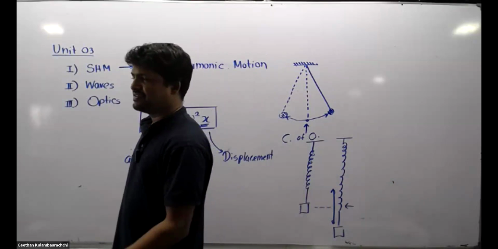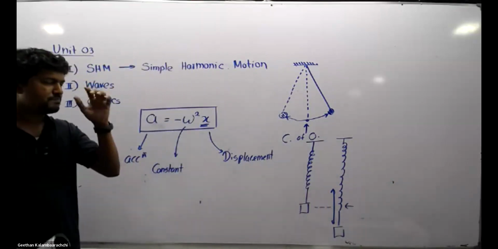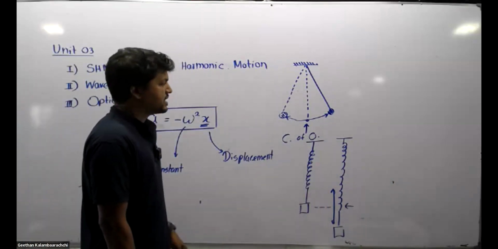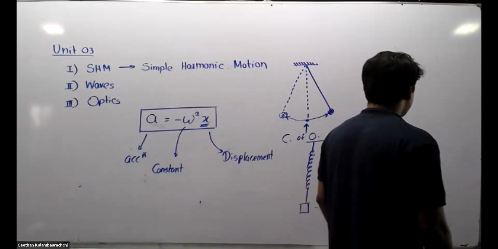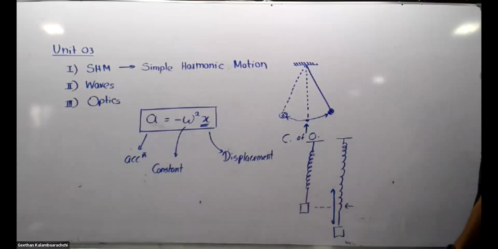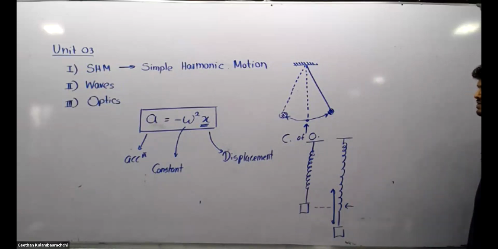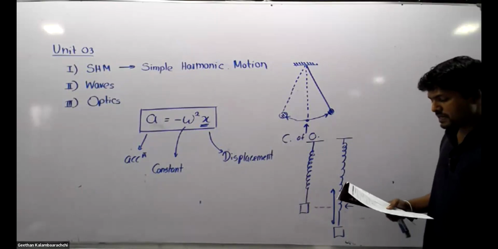But all of the particles in the universe perform simple harmonic motion. This is only applicable for the objects which are at higher temperatures than 0 Kelvin. So there are many examples.